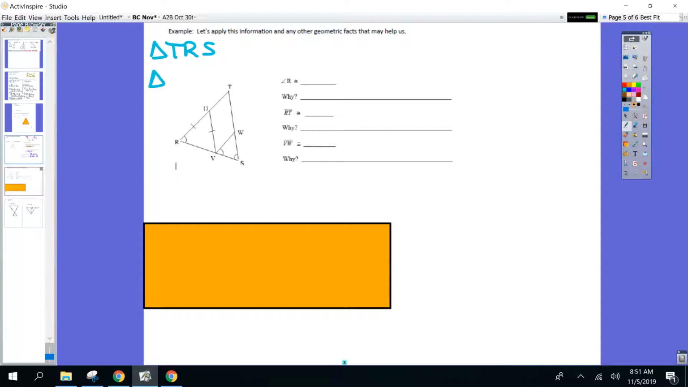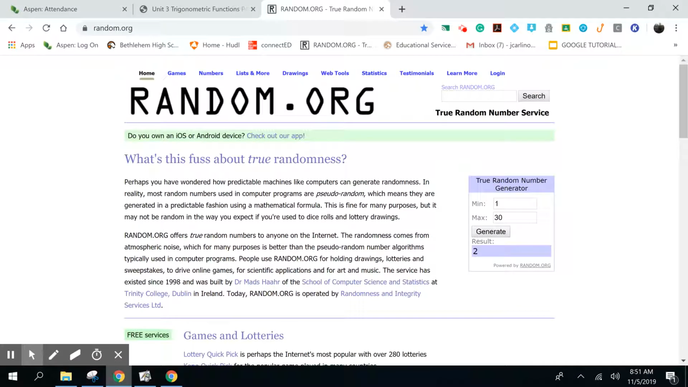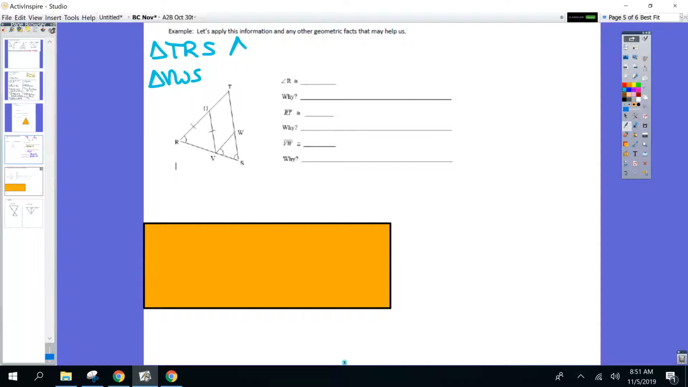VWS, yes, because these two angles are congruent, correct. You guys that said 2, I'm sorry to break it to you. There's another one. One more isosceles triangle, 7. RUV, correct? Because RU and UV are marked congruent.